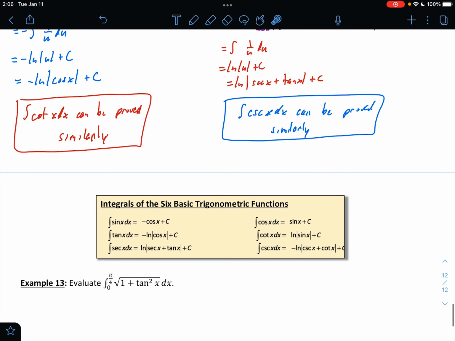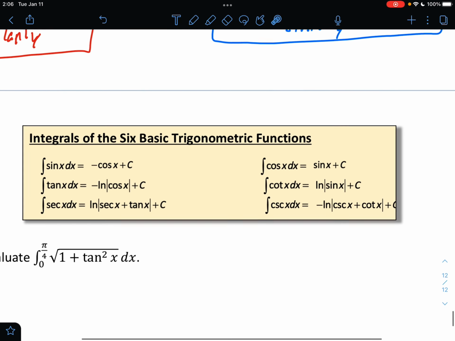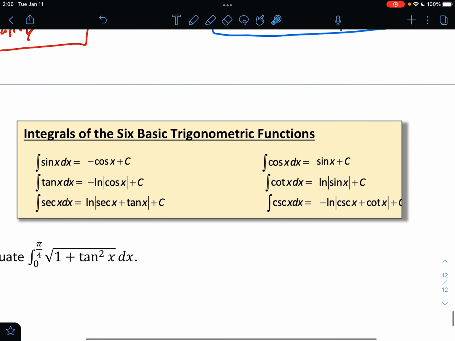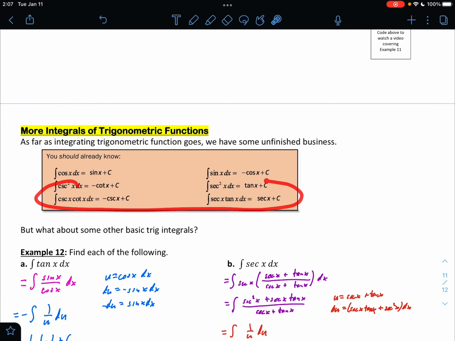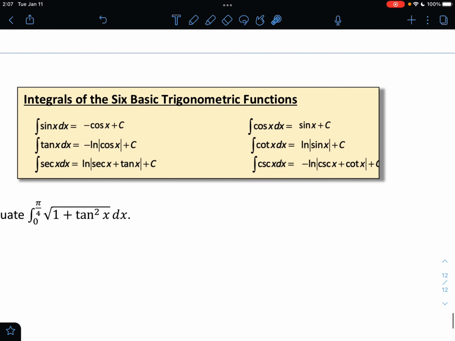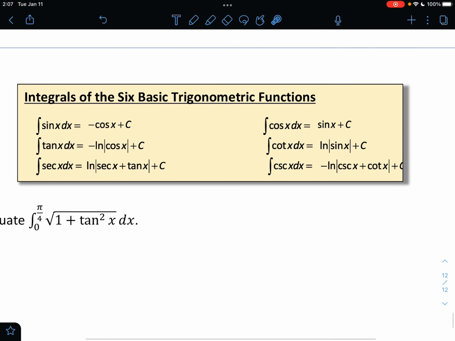So, to summarize all this, here are your 6 basic trig function integrals. Now, don't forget about these extra 4 right here that we should already know. But the 6 basic ones here, it's in your best interest to simply memorize them. So if they come up, you can do it without doing all that work we just did in the last slide. Okay, speaking of which, let's take an example problem.